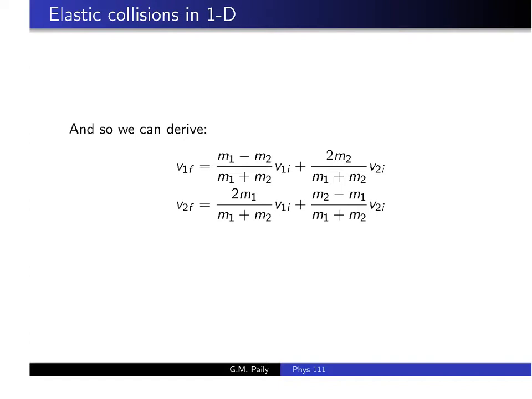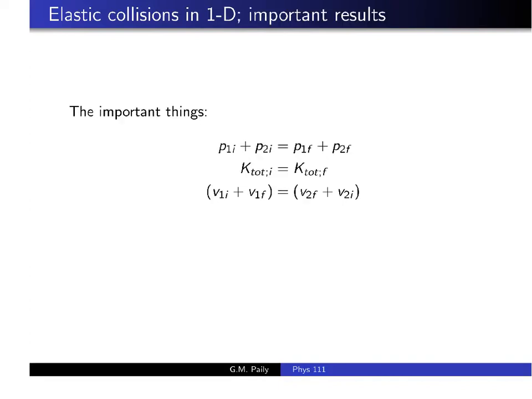Now, we can actually note another useful relationship. So this, of course, was from momentum conservation. This was from the kinetic energy conservation. And then the simplified version gave us this relationship: v1 initial plus v1 final is equal to v2 final plus v2 initial.